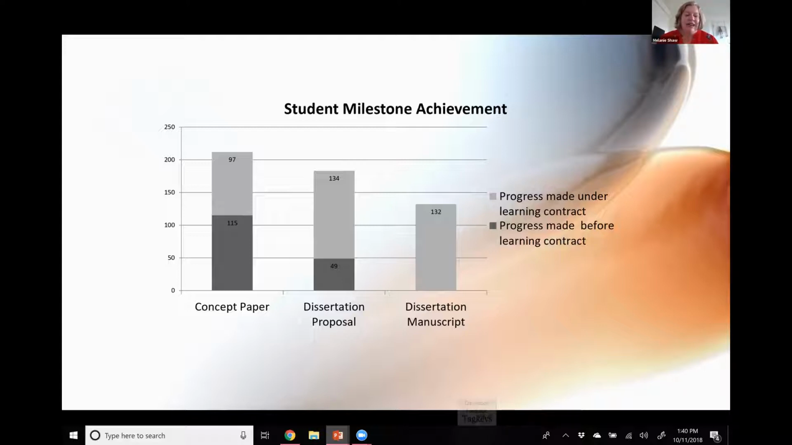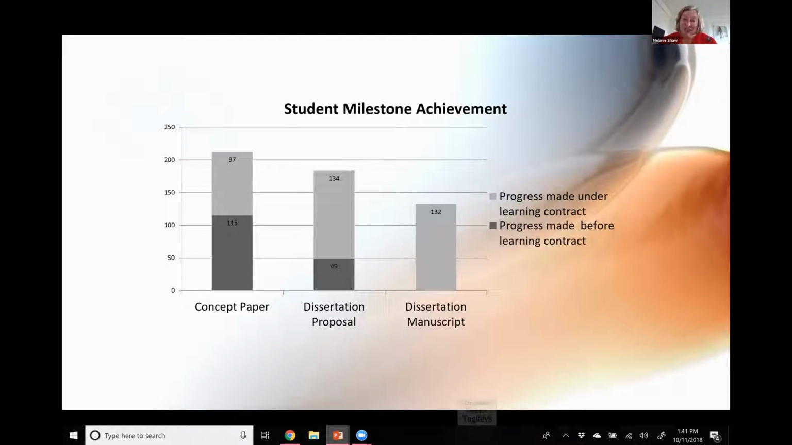And you can see here that we had a total of 97 students who completed their concept paper milestone. The mean completion time was 91 days for that particular milestone, with a standard deviation of 65 days. We had a total of 134 students who completed their dissertation proposal, and the mean completion time was 91 days with a standard deviation of 68 days for that group. And 132 students had completed their dissertation manuscript with the mean time to completion being 182 days with a standard deviation of 69 days.